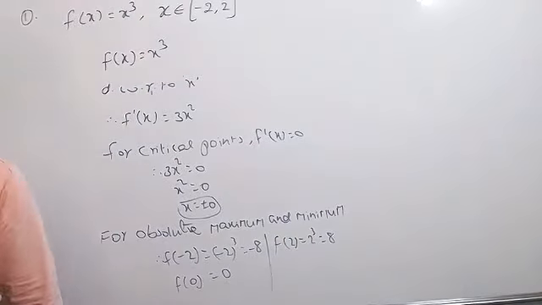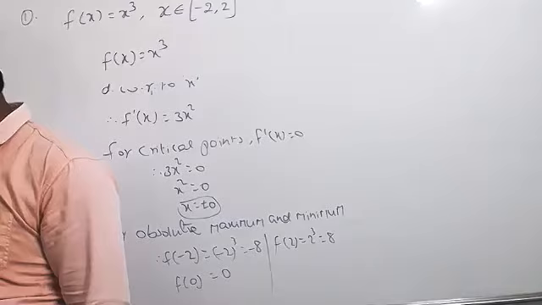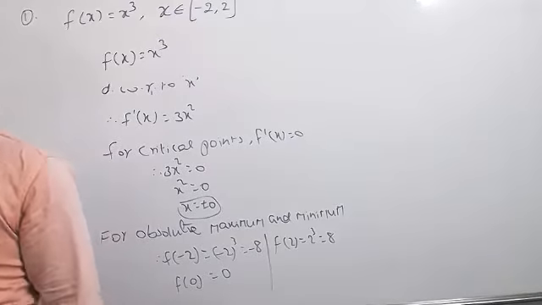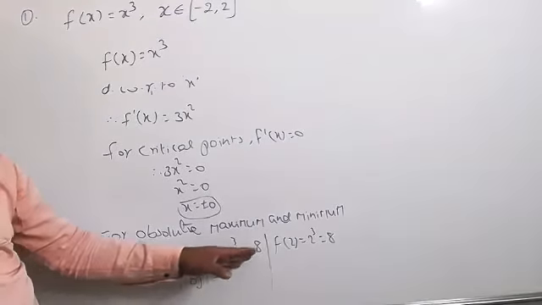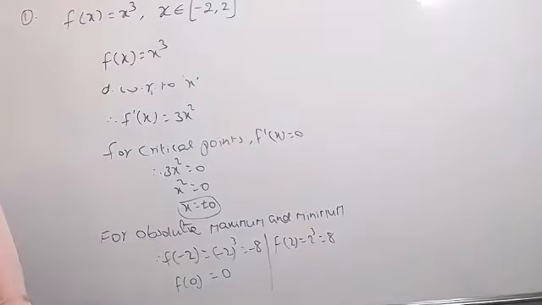Then you can write. What is the absolute maximum here? 8. Absolute minimum is minus 8. At what points? Absolute maximum at x equal to 2 and absolute minimum at x equal to minus 2. Write that clearly.